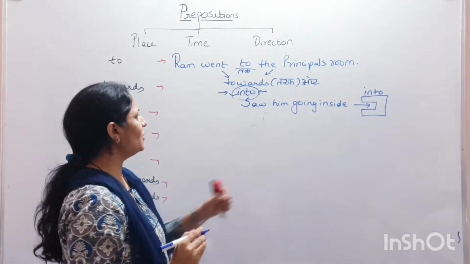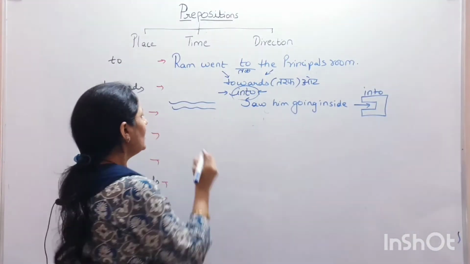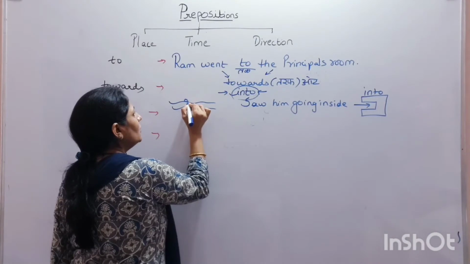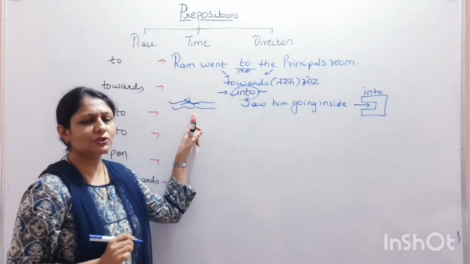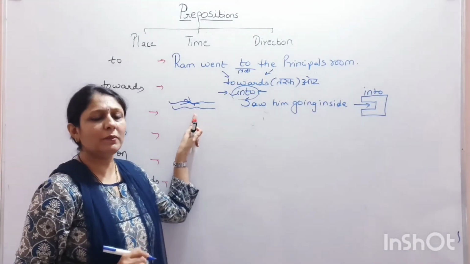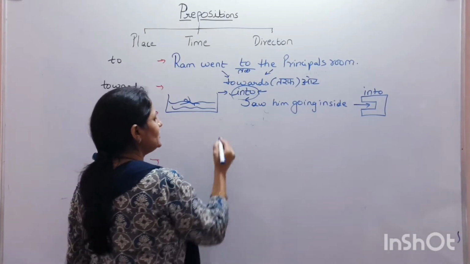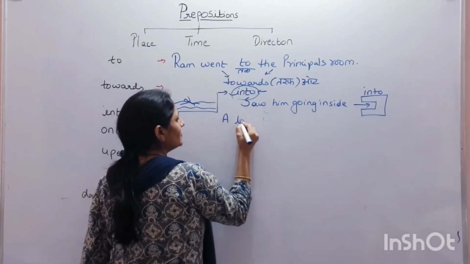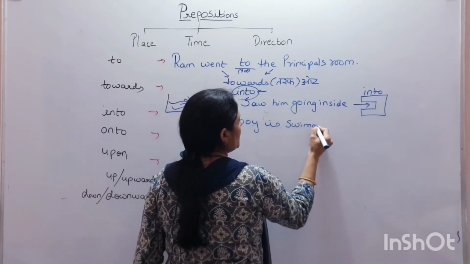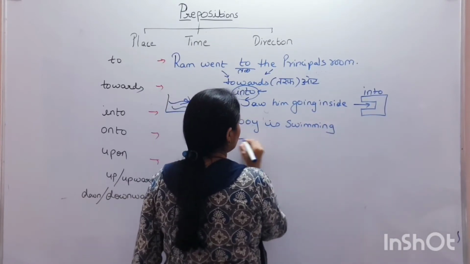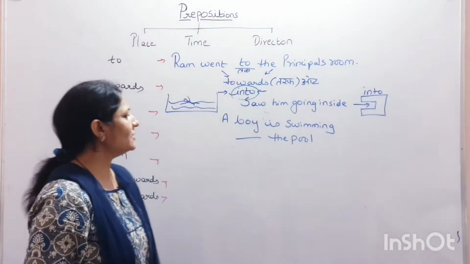Now let's imagine a very easy situation. Suppose this is a swimming pool and I saw, my drawing is not that good, children, but for this, I saw a boy swimming dash the pool. Now what will be the answer? If I say a boy is swimming dash the pool, what will be the answer?